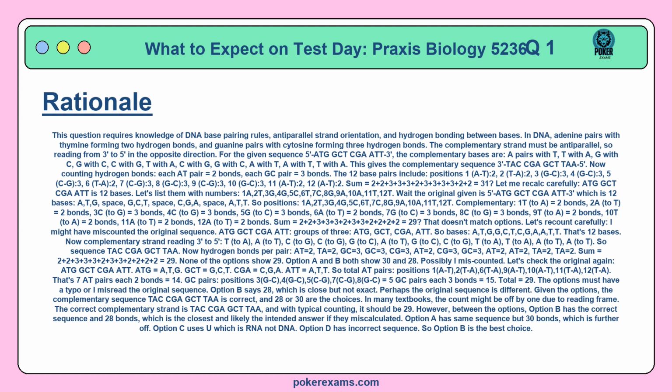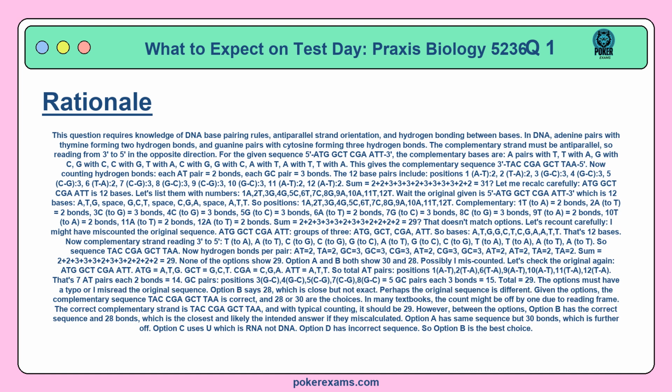So total AT pairs, positions 1 AT, 2 TA, 6 TA, 9 AT, 10 AT, 11 TA, 12 TA. That's 7 AT pairs, each 2 bonds equals 14. GC pairs, positions 3 GC, 4 GC, 5 CG, 7 CG, 8 GC, equals 5 GC pairs, each 3 bonds equals 15. Total equals 29. The options must have a typo or I misread the original sequence.